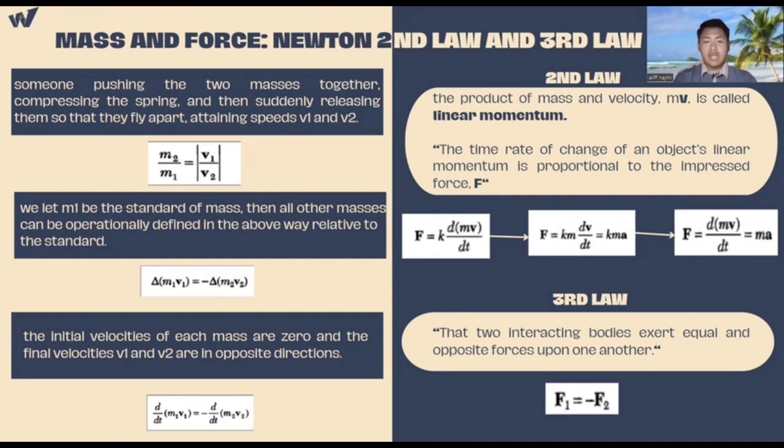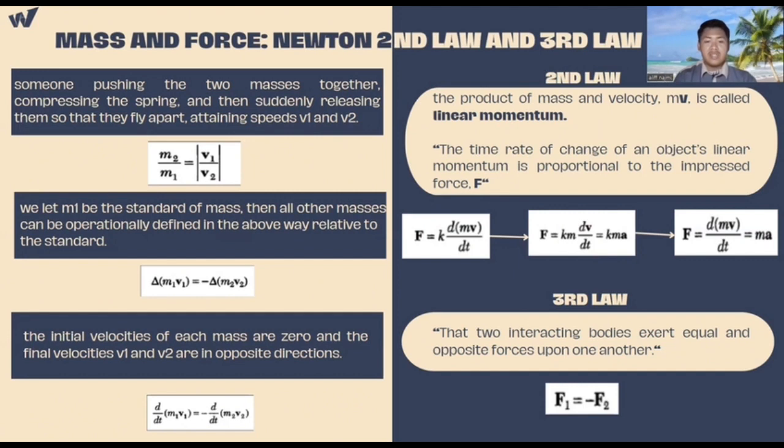Which is delta M1 V1 equal to negative delta M2 V2. The initial velocity of each mass is zero, and the final velocities V1 and V2 are in opposite directions. So the equation becomes the differential of M1 V1 equal to negative the differential of M2 V2. This operational definition of mass is consistent with Newton's second law and third law of motion.